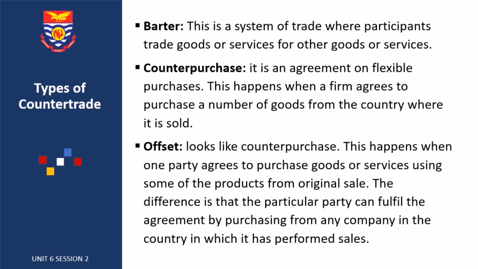Then we look at the offset. So the offset also looks like the counter purchase. This happens when one party agrees to purchase goods or service using some form of products from the original sale. So here we are saying that the party would agree to purchase good or service using some of the products from the original sale.